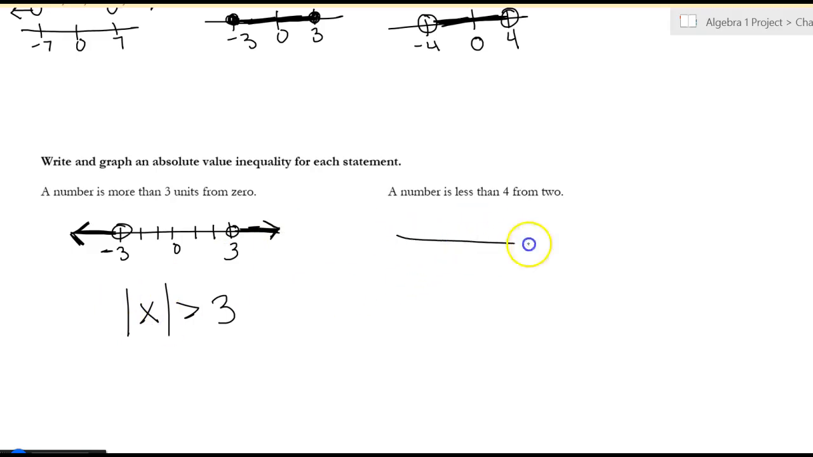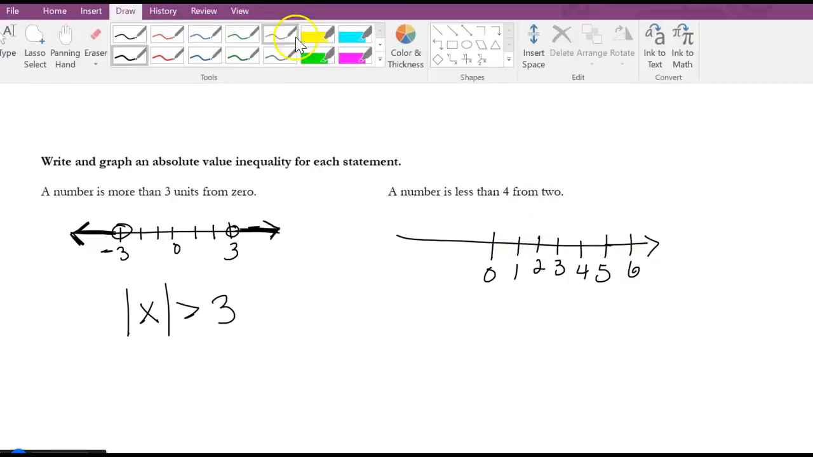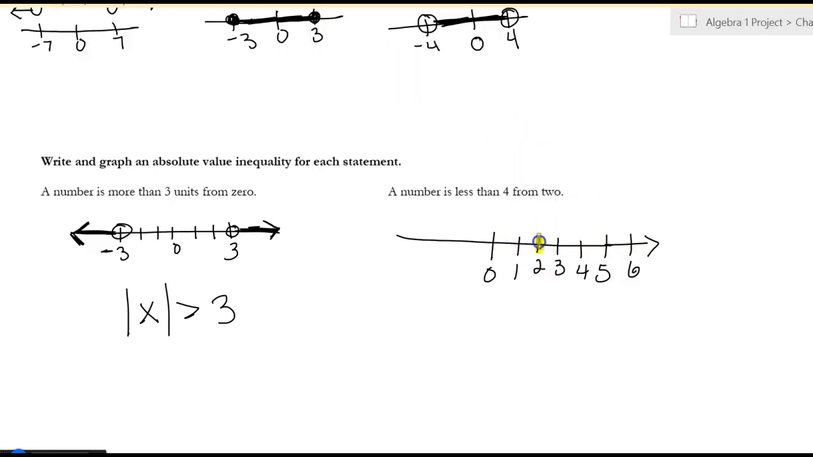Okay, so the next one, it's less than 4 from 2. So 1, 5, 6. Okay, so it's wanting you to focus on right at 2. So it's shifted some, it's not in the center.